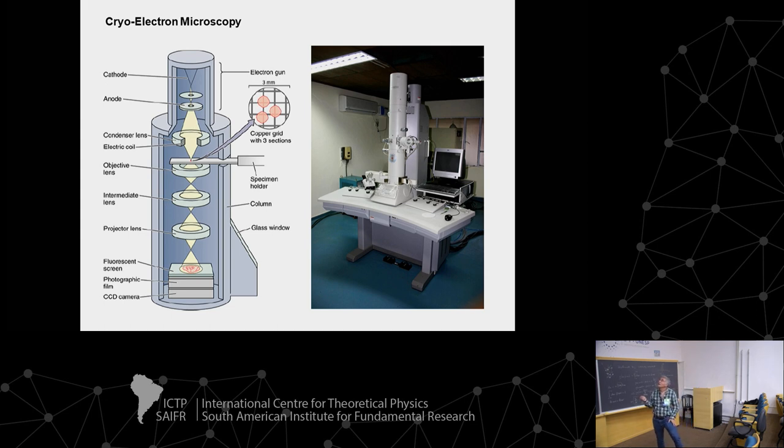Okay, so cryo-electron microscopy is another technique that in the last 5 or 10 years has exploded in the area of structural biology. It basically consists of putting a sample on a grid, a copper grid often covered with carbon, inside an electron microscope, passing an electron beam through the sample, and you have a detector at the bottom.